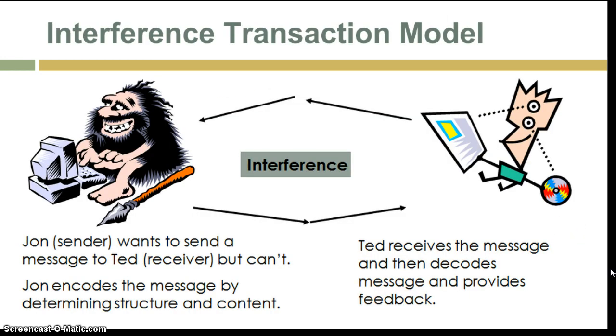So here's another example. John wants to send a message to Ted, the receiver, but he can't. And the reason why is because of interference. So John encodes the message by determining structure and content. Ted receives the message and then decodes it and provides some feedback.